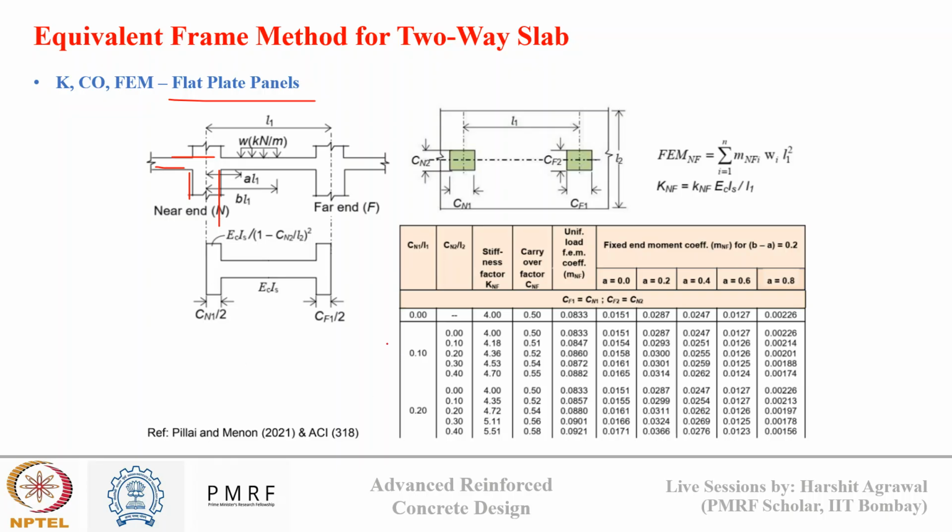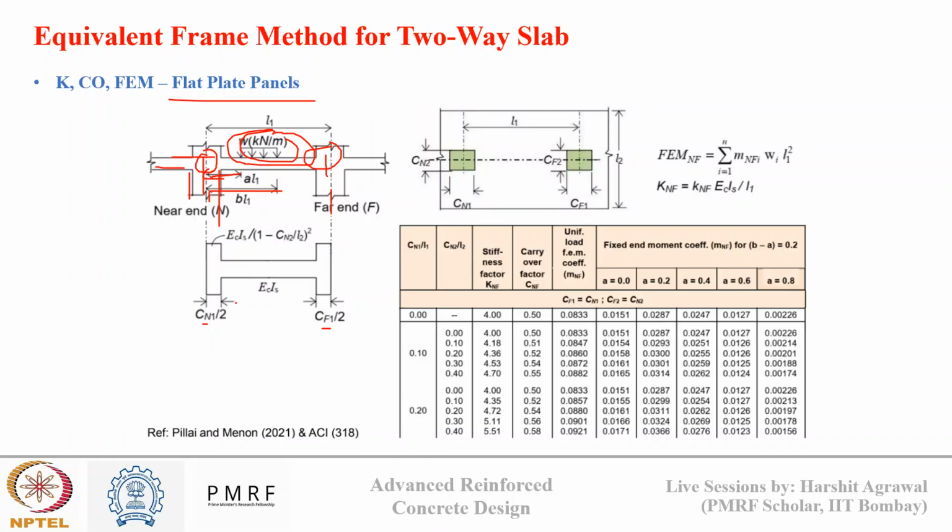Okay, so here we have some notations n and f. So n represents the near end and f represents the far end. So suppose we have a uniformly distributed load, so the near end distance and far end distance are given with respect to this load. So if we want to calculate the stiffness of this column, then the near end will be this and the far end will be this. If I want to calculate the stiffness of this junction, the near end will be this and the far end will be this.